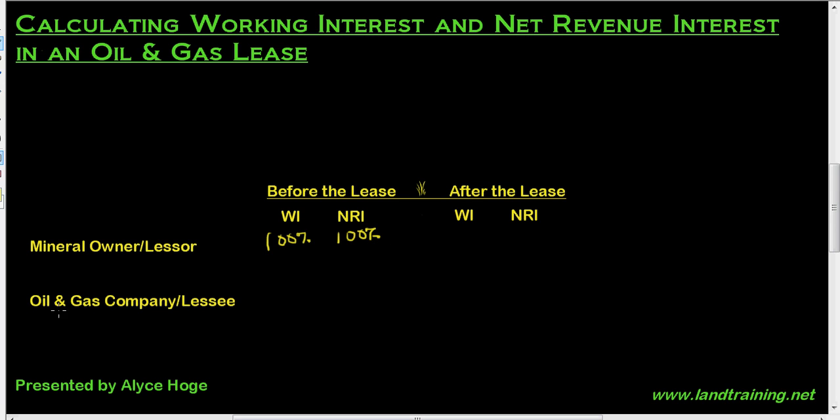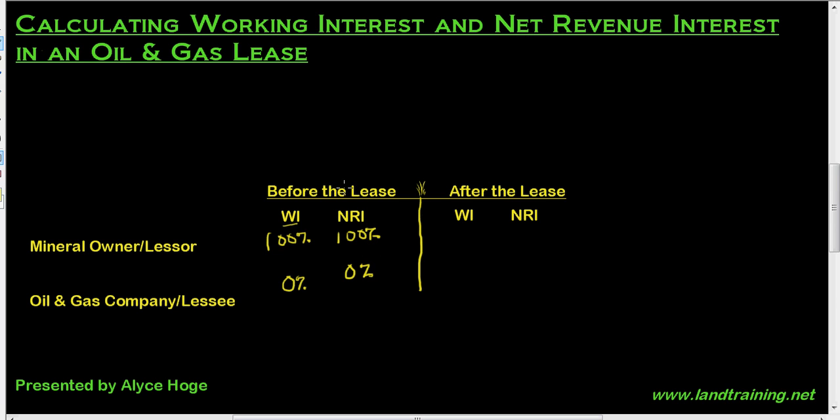Before there is a lease, the oil and gas company, who will be the lessee, but before the lease there is no lease, owns 0% of the working interest and 0% of the net revenue interest. So that is what it is anytime there is no lease on the property. If that landowner wants to drill a well on his or her land, they're going to have to pay for 100% of the cost, but they're going to get a 100% net revenue interest.